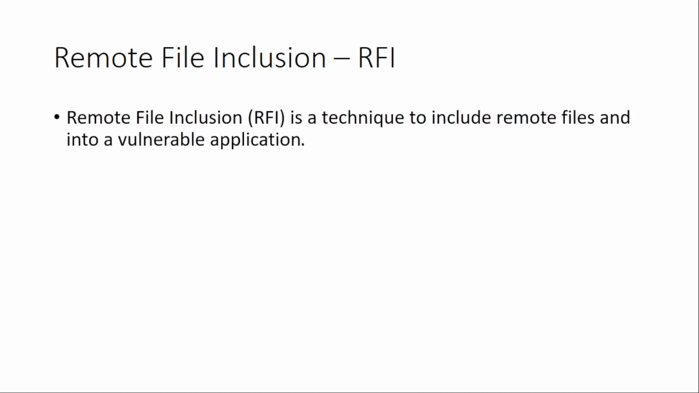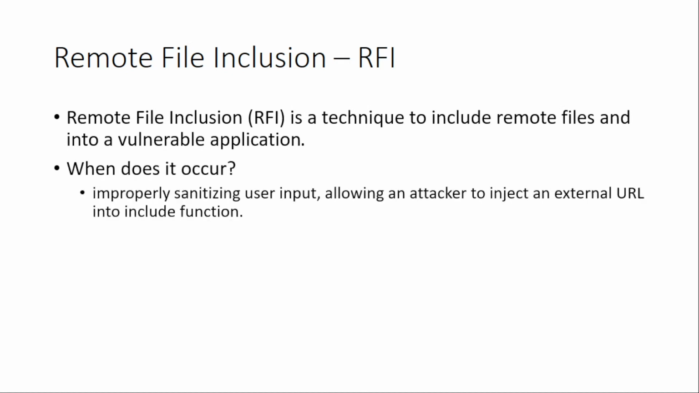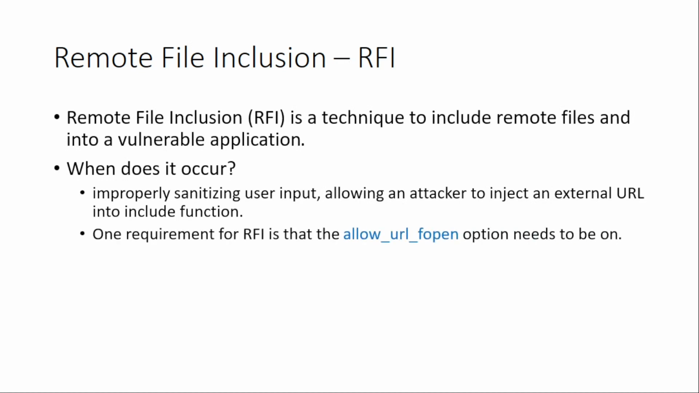Let's continue. Remote file inclusion. So remote file inclusion is a technique to include remote files into a vulnerable application. So when does it occur? It occurs when, again, user input isn't properly sanitized, allowing an attacker to inject an external URL into the include function. And another requirement for remote file inclusion is that the allow URL fopen option needs to be on.